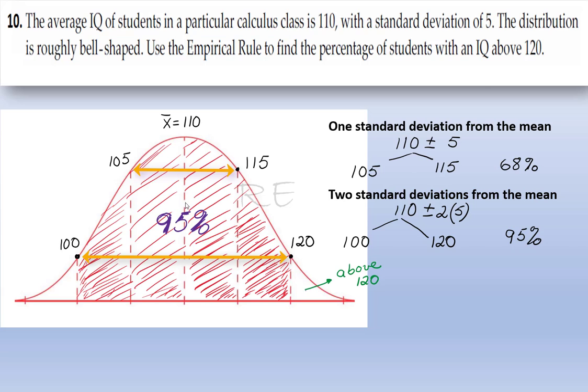Because the graph is symmetrical, both tails are equal. The percentage of students in the tails will be 5% divided by 2 on the left, and 5% divided by 2 on the right. So the percentage of students whose IQ is above 120 is 5% divided by 2, which is 2.5%.